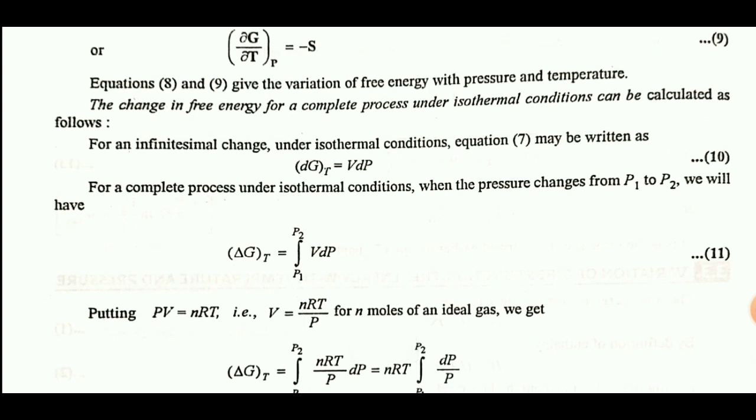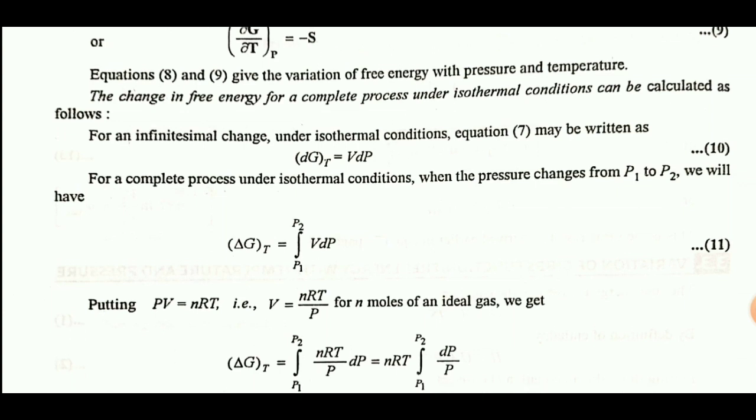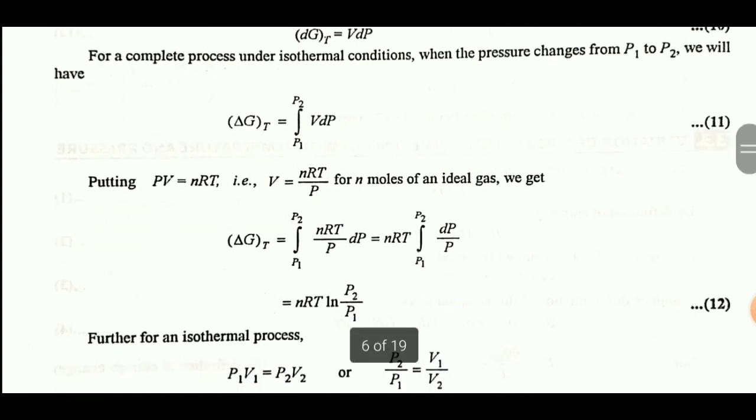The change in free energy for a complete process under isothermal conditions can be calculated as follows. For an infinitesimal change under isothermal condition, equation 7 may be written as dG at constant temperature = VdP. For a complete process under isothermal condition, when the pressure changes from P1 to P2, we will have ΔG at constant T = ∫ from P1 to P2 of VdP.